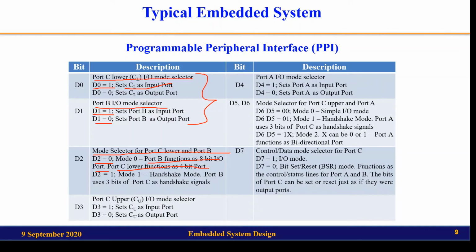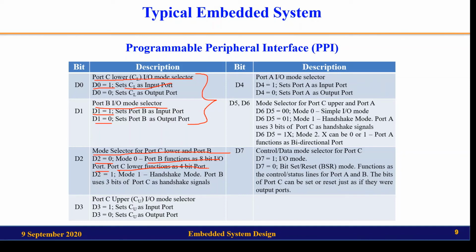Here port B is treated as an 8-bit IO port itself, but it uses 3 bits of the port C for handshake signals. Handshake signals means acknowledgement signals. So for sending the acknowledgement we will be using this port C lower for port B. That means whatever data is sent over port B, if that is successfully sent, then we can get an acknowledgement by using 3 bits of the port C. Whatever 3 bits we are getting, we call them handshake signals.